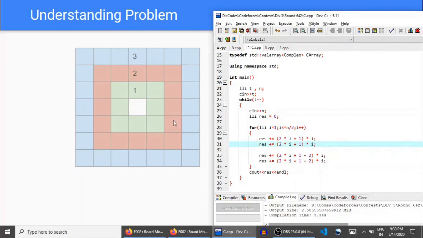Now it's time for these cells. These are, as you can see, the same as the upper half and lower half, but minus 2, because these two corners are already occupied by the upper and lower half. So 2i plus 1, which is equal to the upper half or lower half, minus 2 for this side and for this side. This is how you calculate the result, and finally you can print the result.